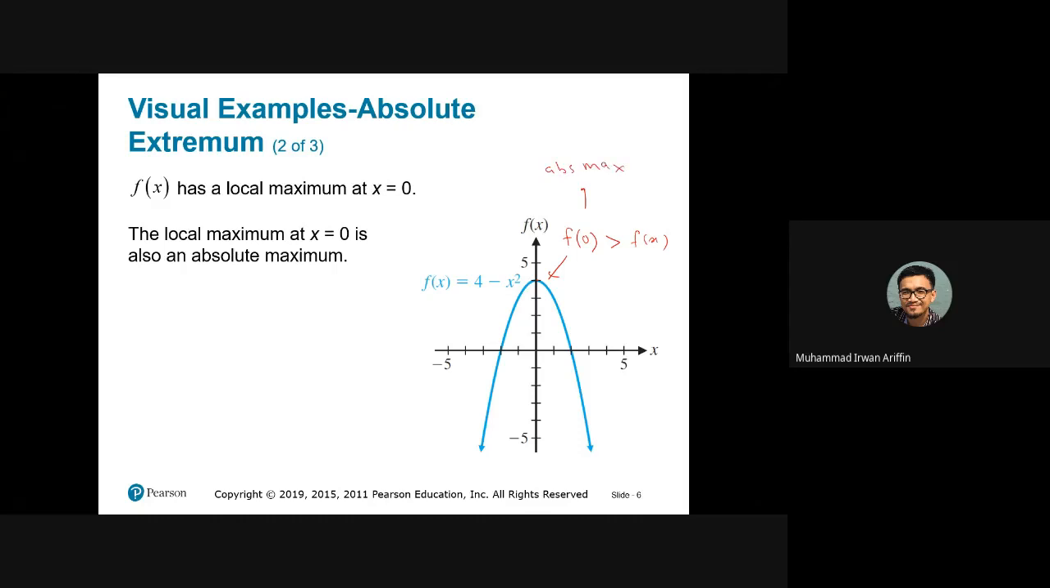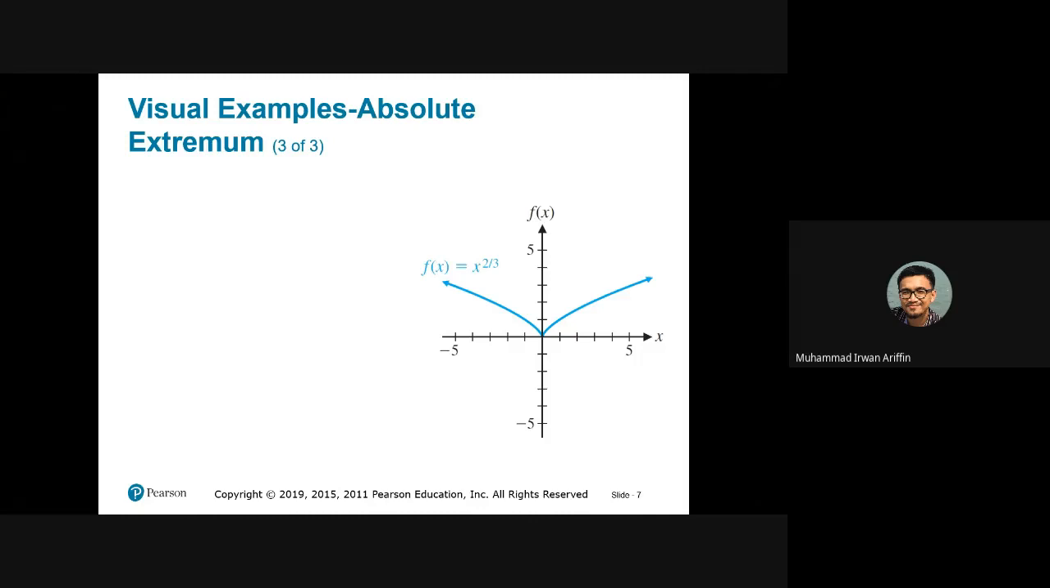Now, does this graph have an absolute minimum? No. We don't have any absolute minimum and we don't have any local minimum either, because the graph is continuously going down, so we cannot find the lowest point. Next example. By looking at this graph, f of x equals x to the power of 2 over 3. Does this graph have an absolute maximum, or local maximum?